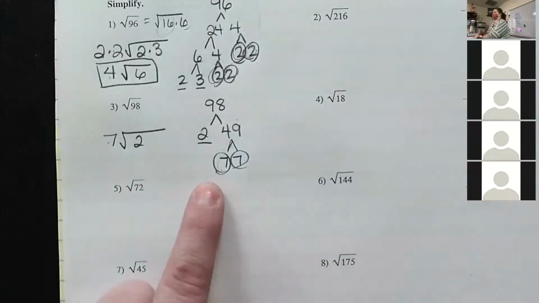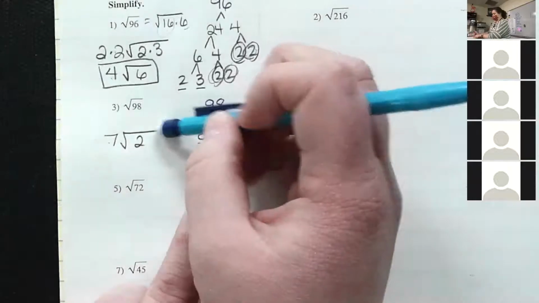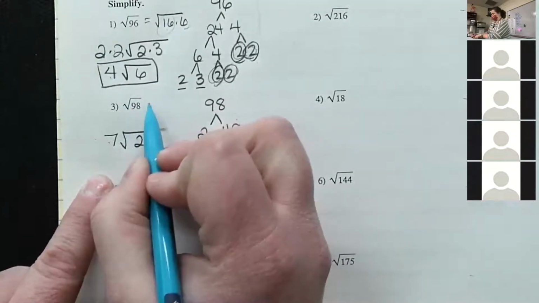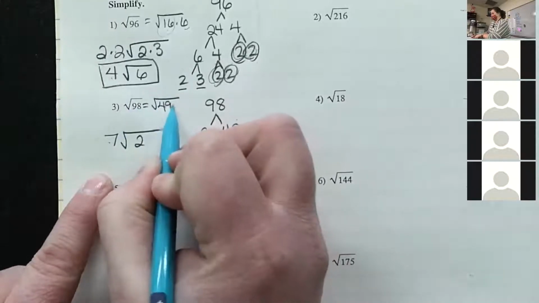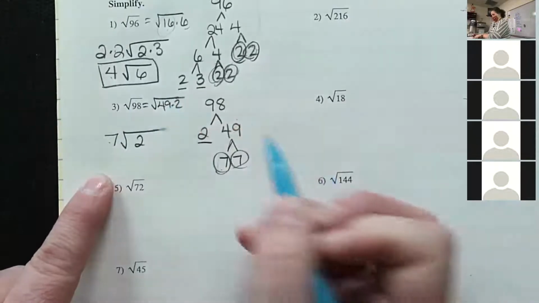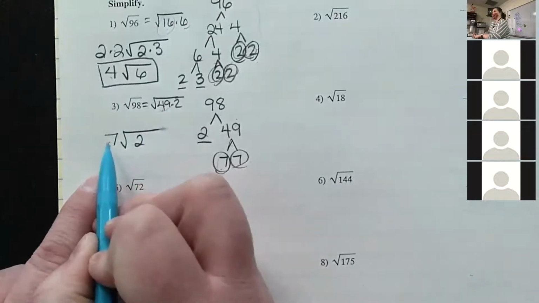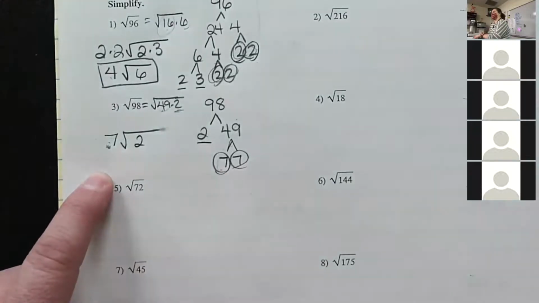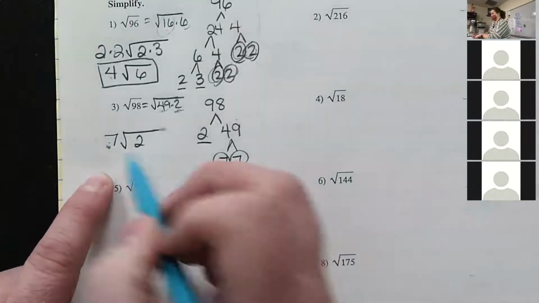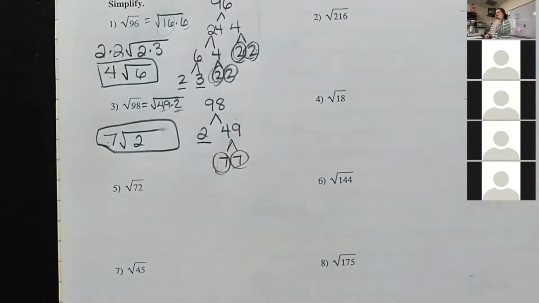Matthew? I'm a little confused on why we're putting numbers outside of it. Okay, because if I rewrote this, I could say 98 is 49 times 2. Do you agree with me? Okay, what's the square root of 49? 7. That's where that comes from. And I'm left with that square root of 2. Does that help? Yeah. Sometimes we just need to see that.